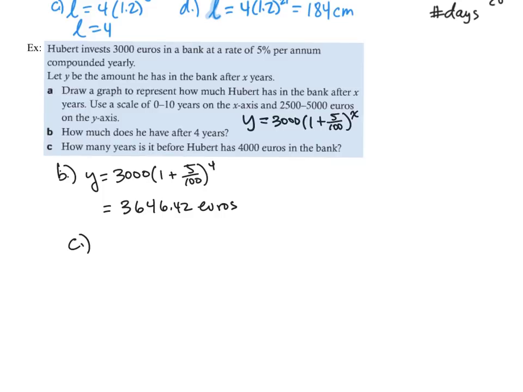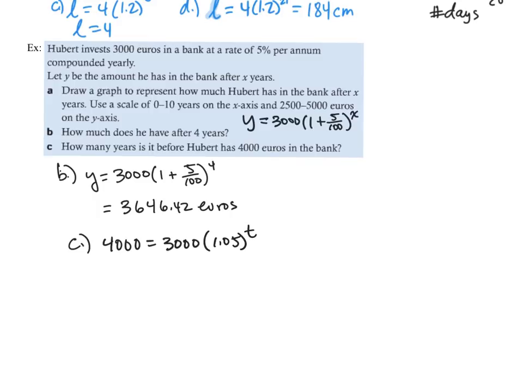Okay. And then letter C says, how many years is it before Hubert has 4,000 euros in the bank? So that's when we're going to solve the equation 4,000 is equal to 3,000 times, I'm going to go ahead and simplify this. This is 5/100ths. So I'm just going to call all this 1.05, and then we'll raise that to the t power.